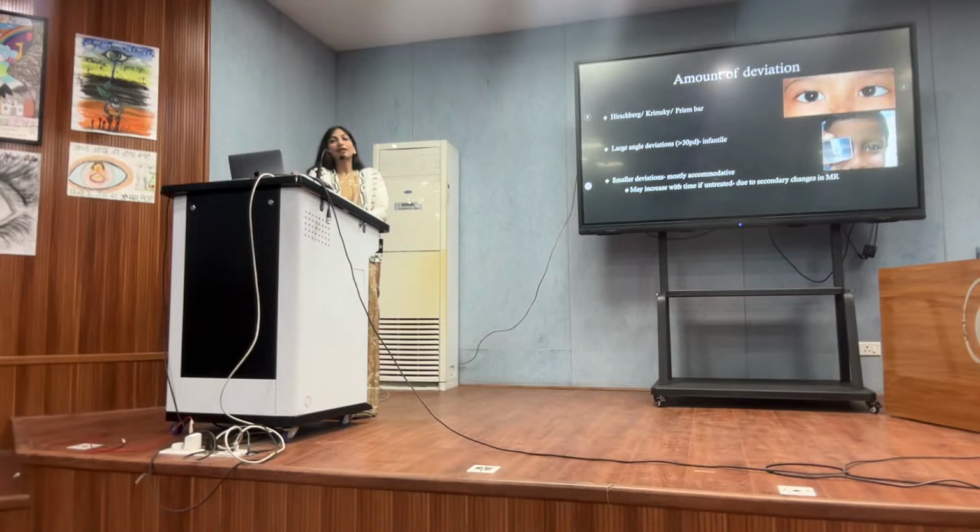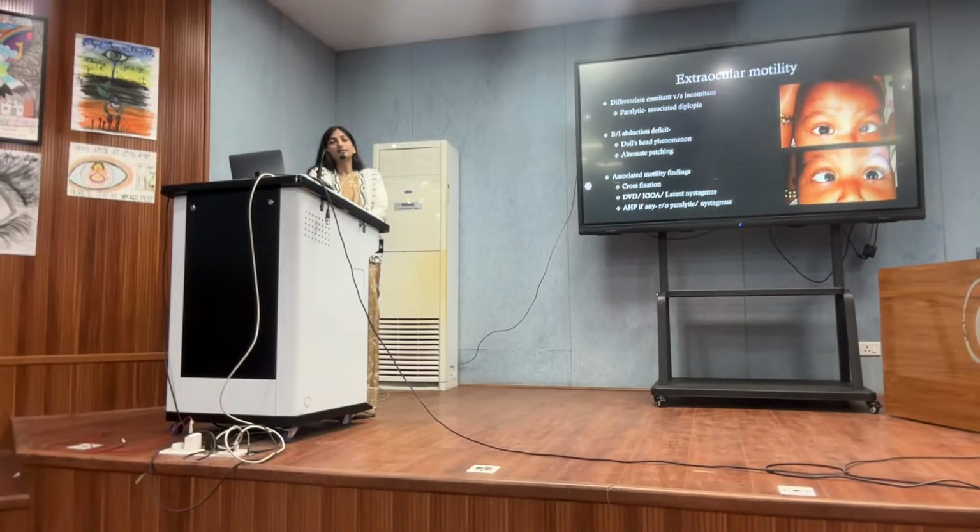But young children can be uncooperative for examinations, so Krimsky's might help you ascertain how much is the deviation. In Krimsky's, you're basically putting a prism on the deviating eye, and then you're seeing the corneal reflex on the other eye. Okay, when it becomes central, you say, okay, this much is the amount of deviation. Infantiles are usually associated with larger deviations, whereas accommodatives with a smaller deviation. And these deviations can change with time due to secondary changes in the medial rectus.